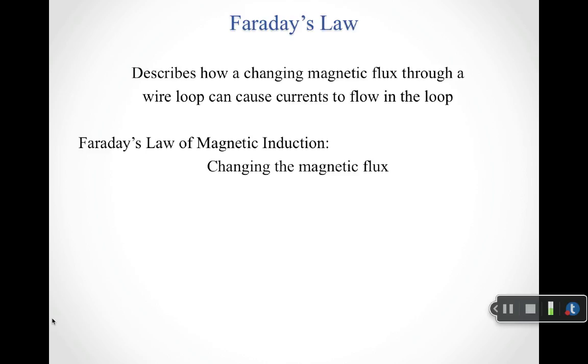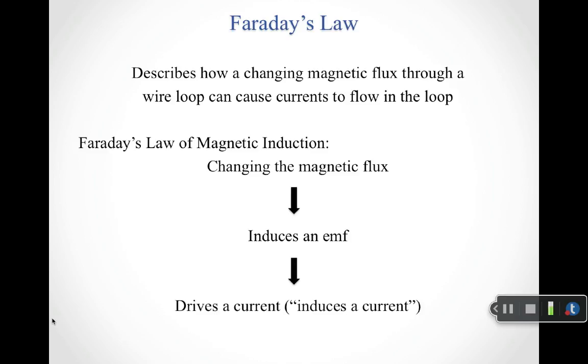Now, here's kind of just sort of breaking it down. The magnetic flux we've defined before, that tells you how much the magnetic field is piercing the surface of your loop. When you change that, what that does is that induces an EMF. So basically that's going to induce a potential difference. That potential difference is going to drive a current. So we'll talk about that as inducing a current.